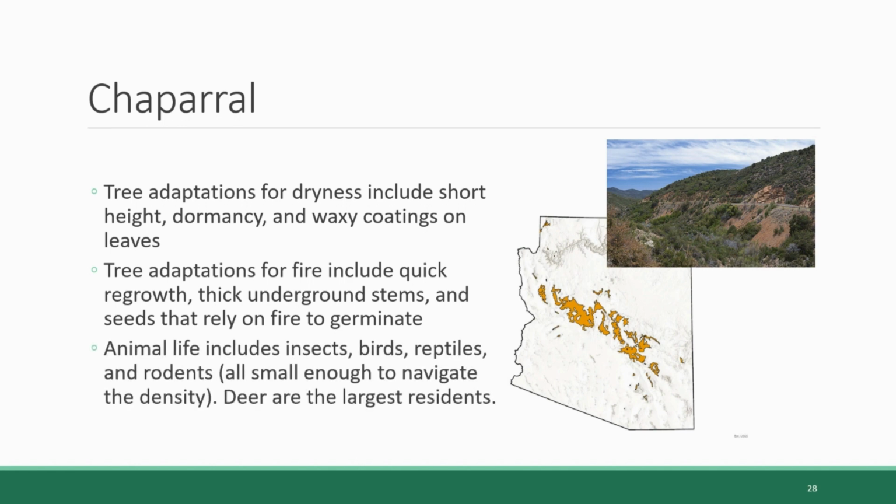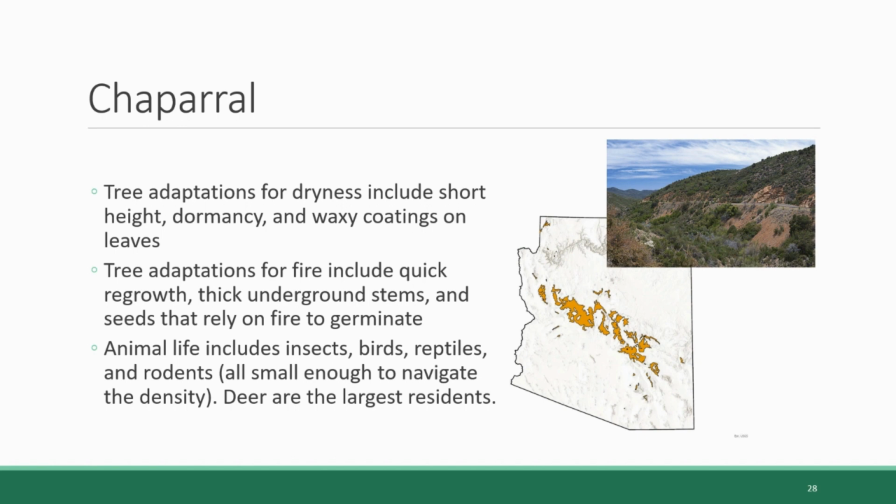Animals in chaparral biomes include small insects, birds, reptiles, and rodents. Small animals are the most common in chaparral because of the density of the foliage. It's not easily navigated by large animals. Deer are about the largest residents of this particular biome.